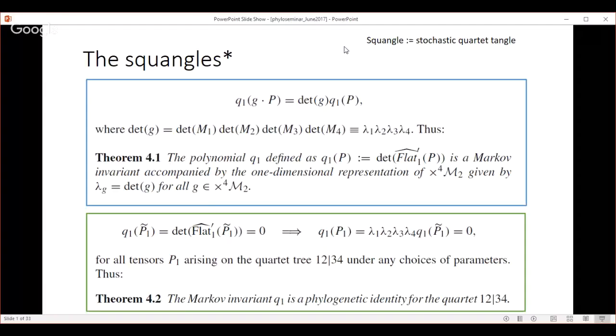So when we started working on this stuff, I said, well, we've got these binary squangles, because the original ones were come up with in the DNA four-state case. And I said, well, are we allowed to call them bangles, the binary squangles? But Jeremy and Peter vetoed bangles as a name for these things, so they're just still squangles.